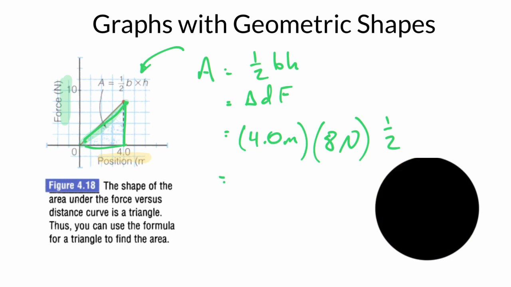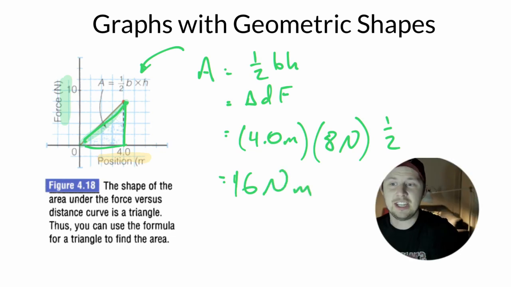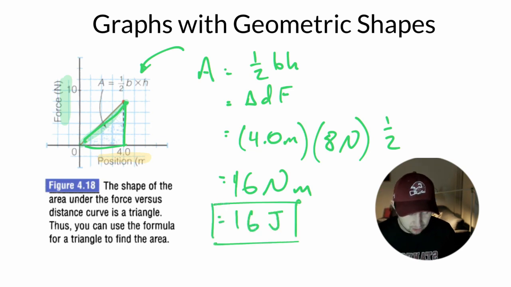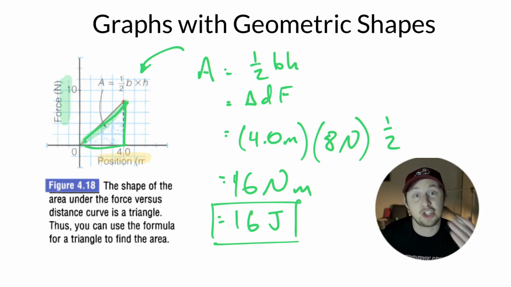So we plug that in. 4 times 8 divided by 2 gives us 16 Newton meters. So 16 Newton meters, which is the same thing as 16 joules, is our final answer after checking the significant digits. So that's how much work we've done. So those are graphs with geometric shapes.